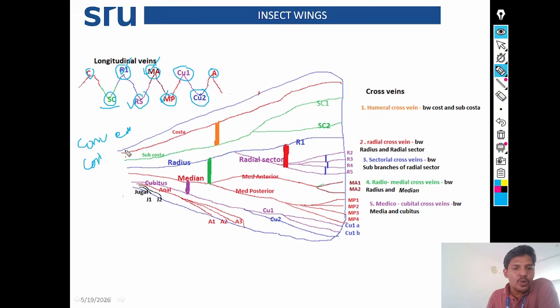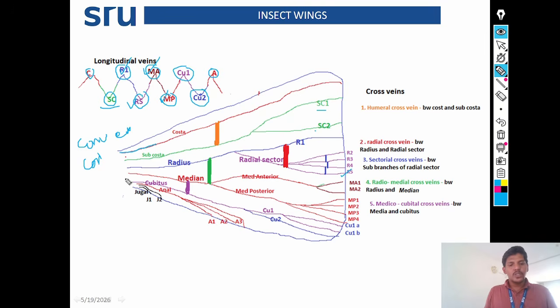See here, costa. This is the costa, this red color one, costal vein. It is running from base to the margin of a wing. Next one is subcosta. It is again divided into subcosta 1 and subcosta 2. Next one is radius. Radius is divided into R1 and radial sector. In radial sector, R2, R3, R4, R5 branches are there.